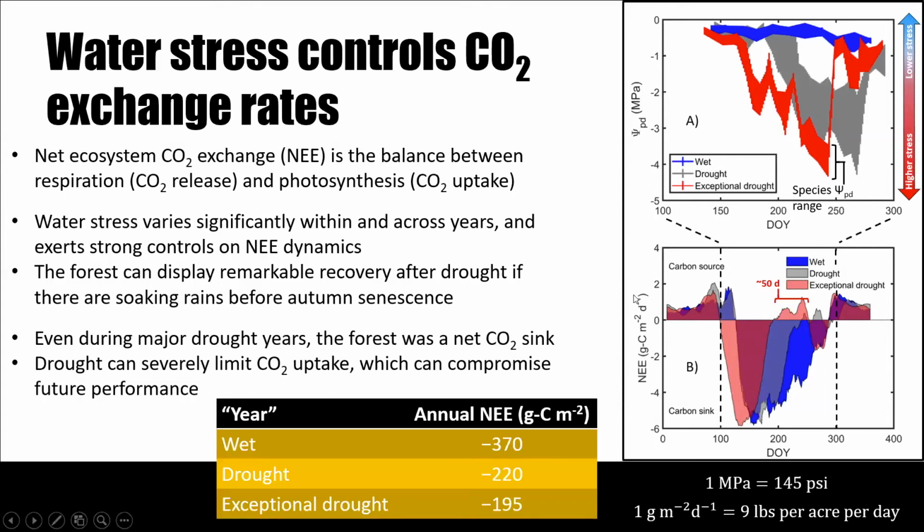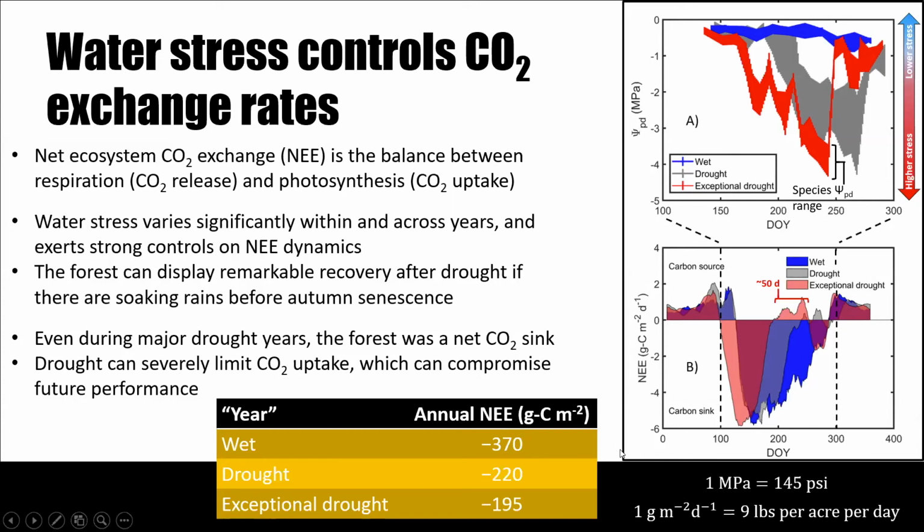While we do see this very strong effect and influence on the dynamic of NEE, it's important to note that even during that exceptional drought year, on an annual basis, the forest was a net carbon sink. And so here in this table at the bottom of the slide, I'm showing you the annual NEE, which is basically just summing up over the whole year for those 3 years. And you can see we were about 200 grams of carbon per square meter even in that exceptional drought year. And so while we don't totally fail, it is considerably less than in a wetter year situation.